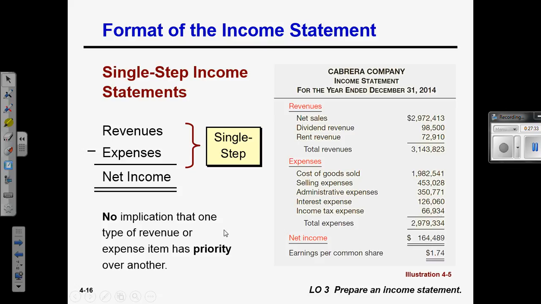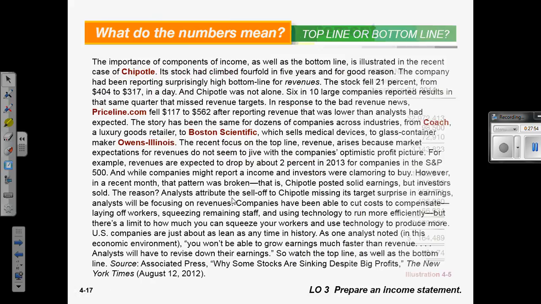The implication here is that any type of revenue or expense has no priority over another, none are more important. Versus in a merchandising firm, don't you think that cost of goods sold is probably the most expensive, or the most critical cost? So we show it separately. It's fine. Show gross profit.